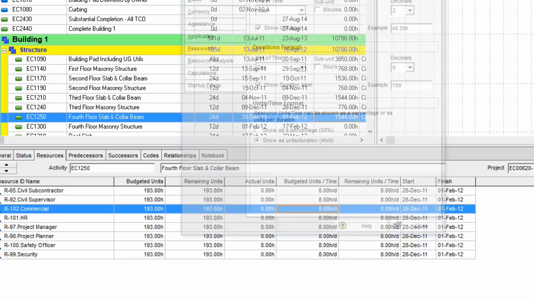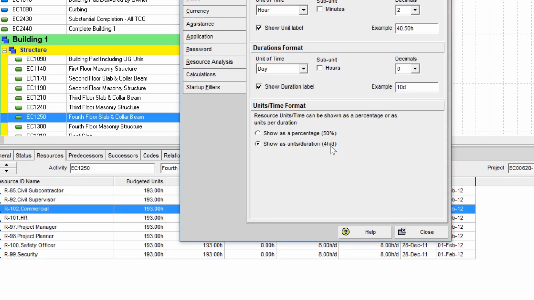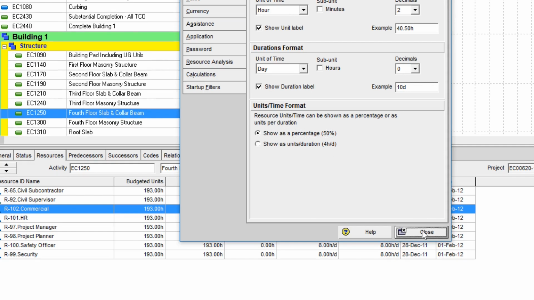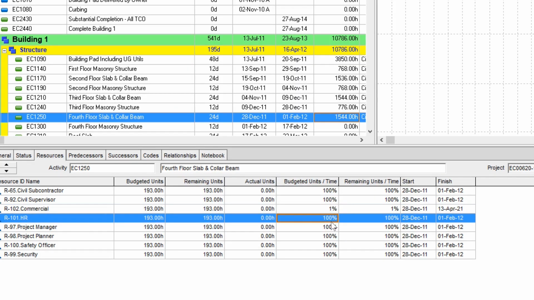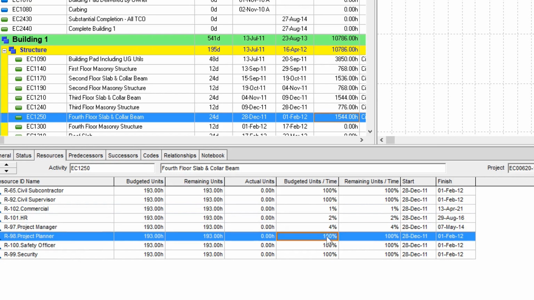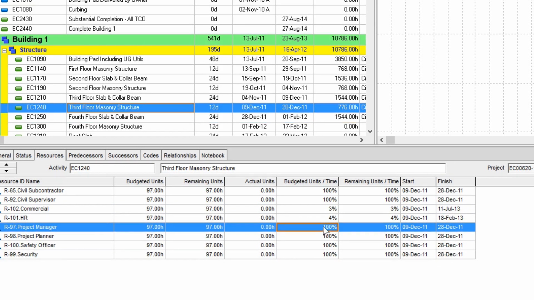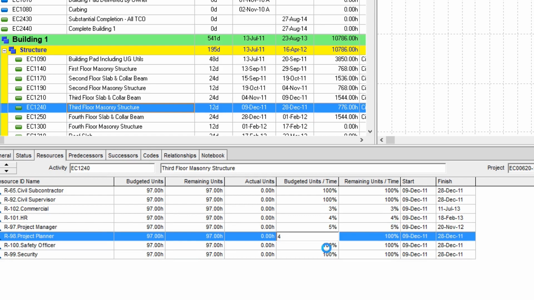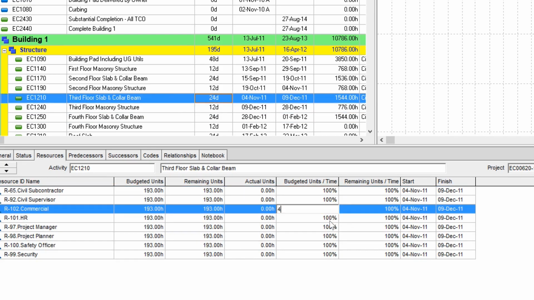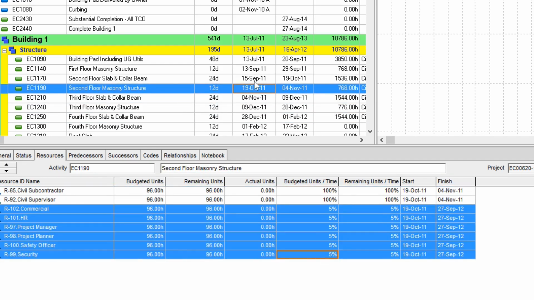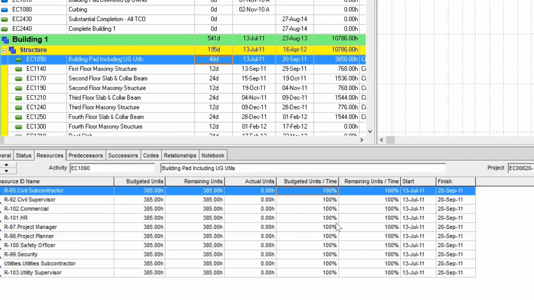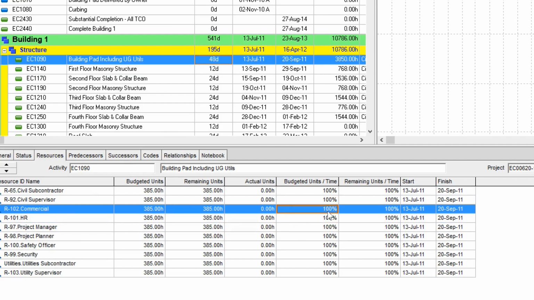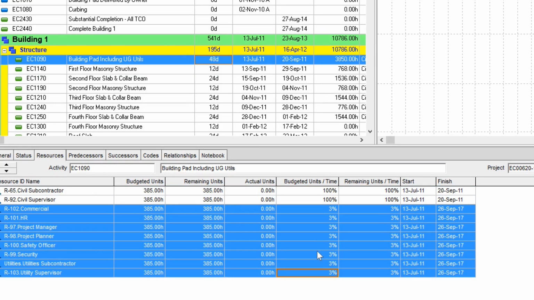So what he does, he changes the hours per day to percentage. Then he changes the budget units per time to 1%, 2%, 4%. And what is the base for this? There is no base. Now we have a resource loaded schedule again without any base. There's no calculation or anything else.